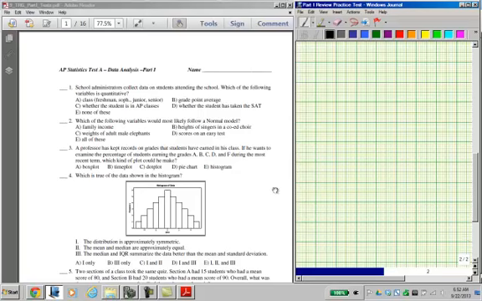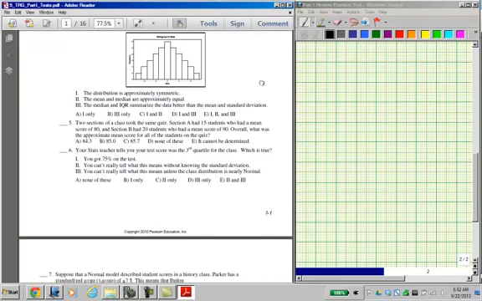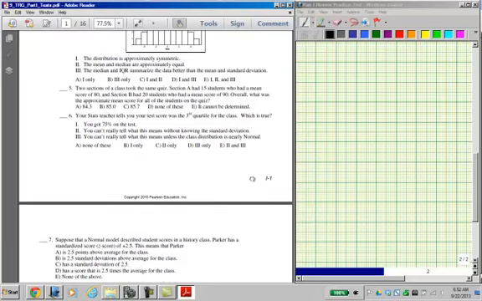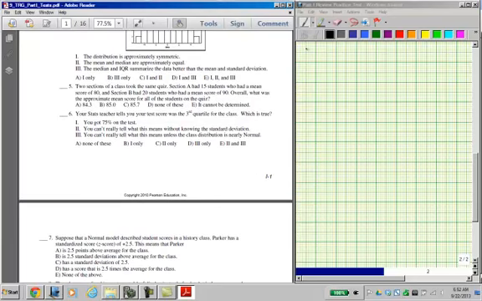Okay, let's see. Two scores, two sections of class. Section A had 15 students with a mean score of 80, and B had 20 students with a mean score of 90. Overall, what was the approximate mean score?